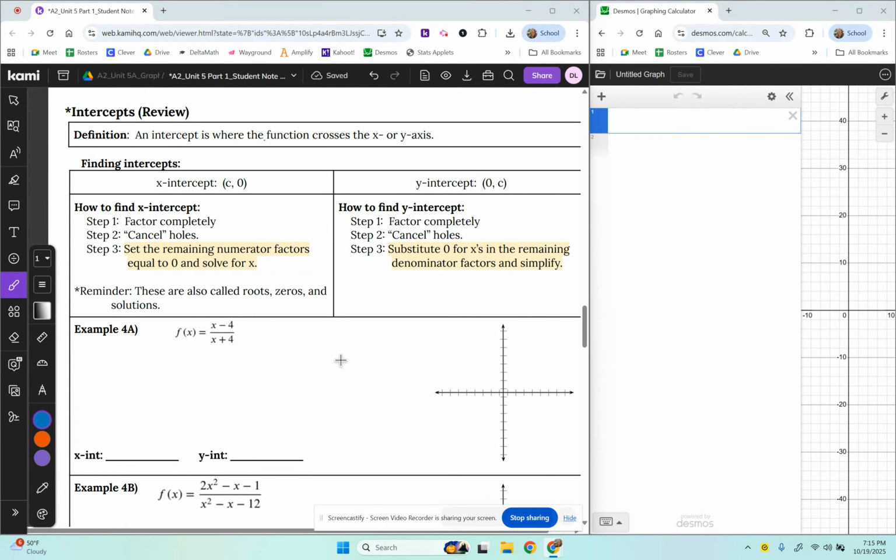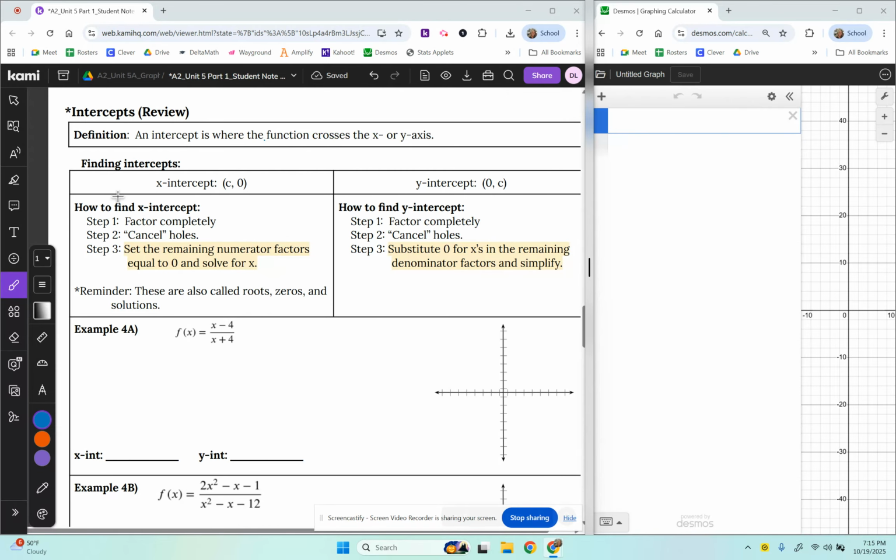Alright guys, welcome back. This video is going to be a bit of a review on X and Y intercepts, and then I'm also going to show you how you can use Desmos to do the calculations for you to get you those values.